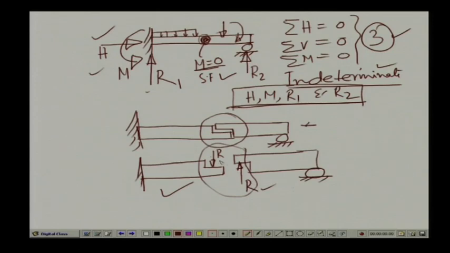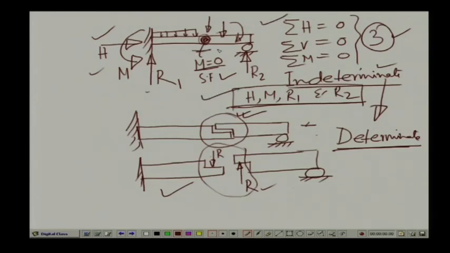Now, for an indeterminate system, if we have an articulation in a beam, then the indeterminate beam becomes a determinate one. The beam becomes determinate because we generate an additional equation. So, we have 4 unknowns, we get 3 equations of statics plus 1 additional equation. So, it becomes a determinate situation.